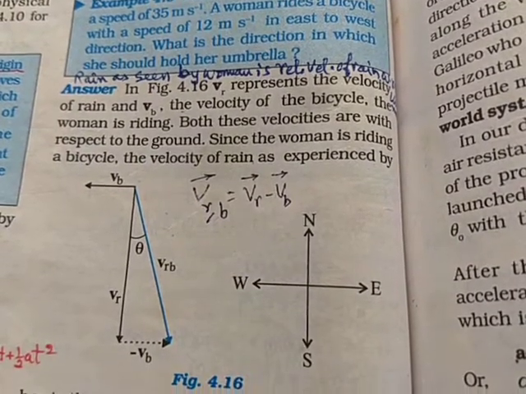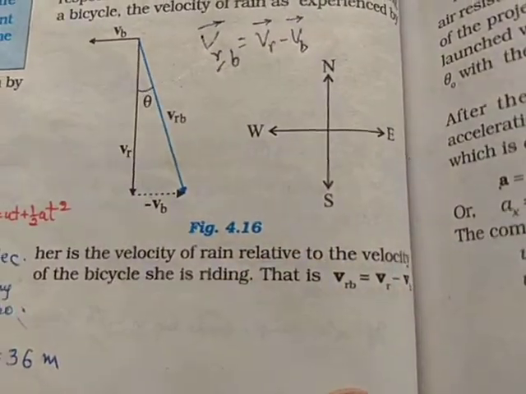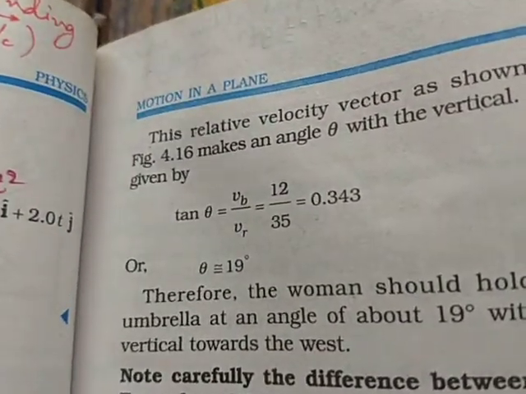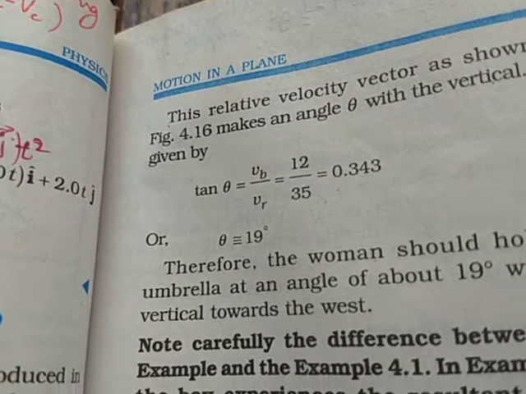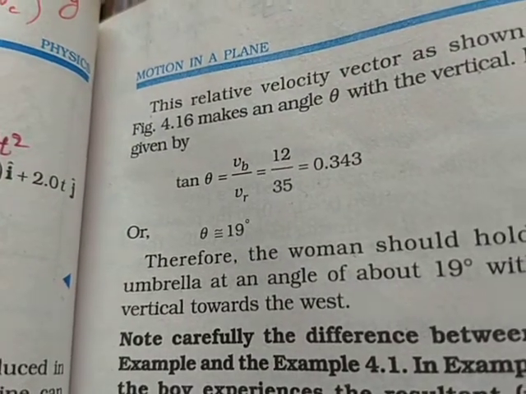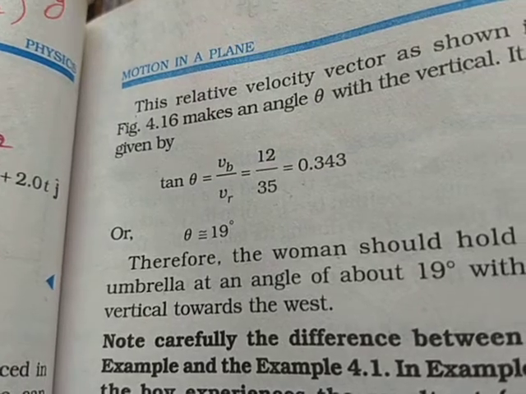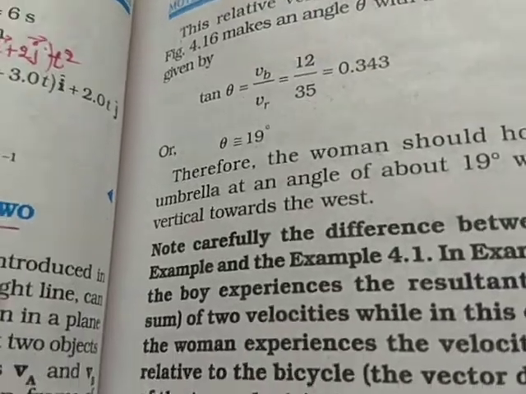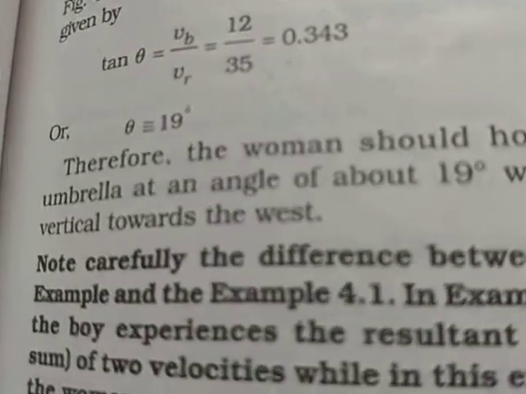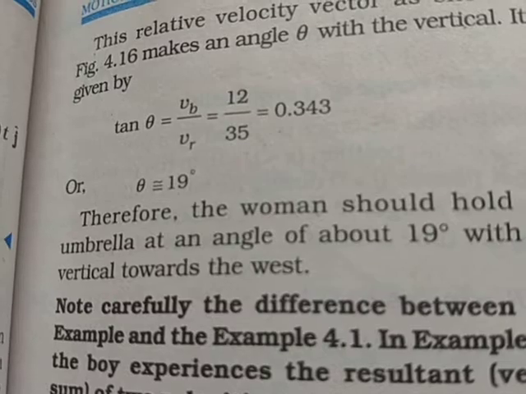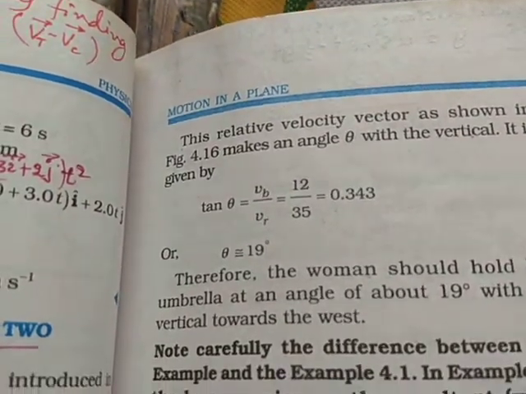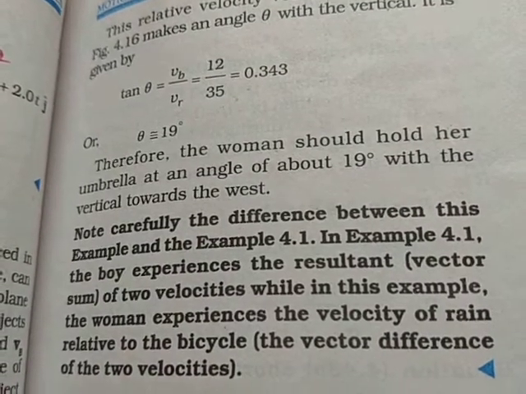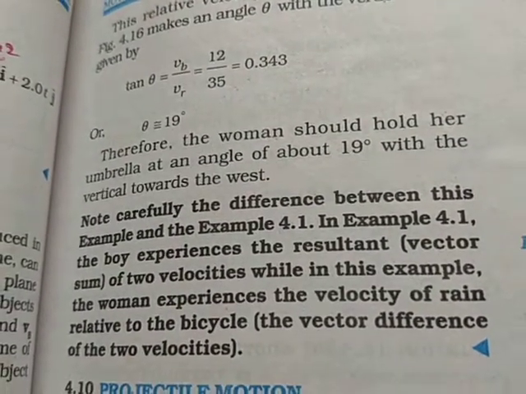So that means theta is equal to tan inverse VB upon VR. That means theta is equal to tan inverse 12 upon 35, and so that becomes equal to 19 degree. So this is the angle at which the woman should tilt her umbrella to protect herself from the rainwater falling on her.